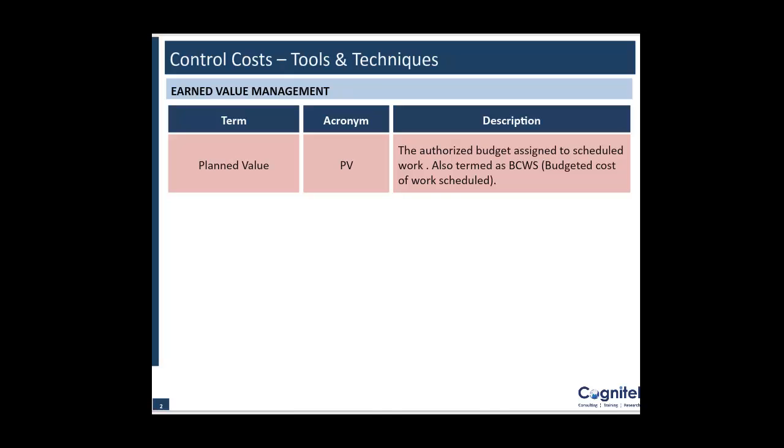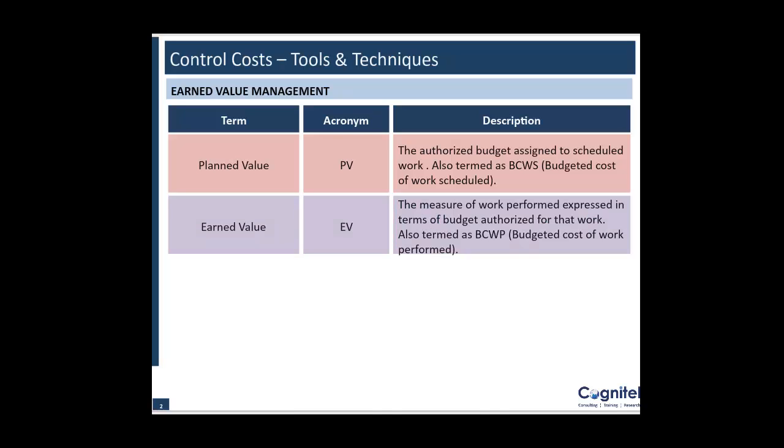So the amount of work which is planned, you will convert into a budget, into a monetary unit. That's why the definition says the authorized budget assigned to scheduled work. So the work which is scheduled, I will convert into a dollar value, and we'll see how we will convert it later on.